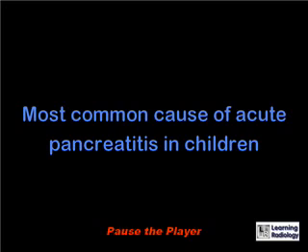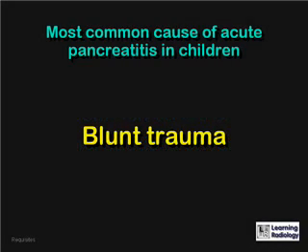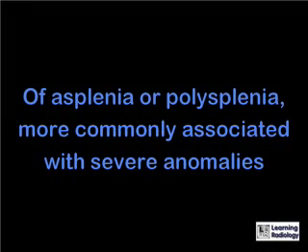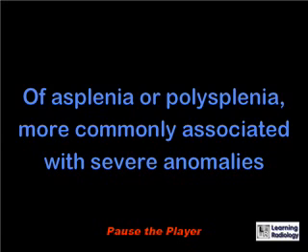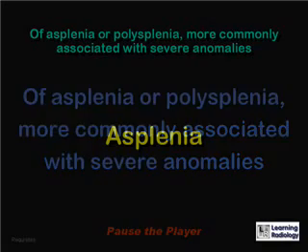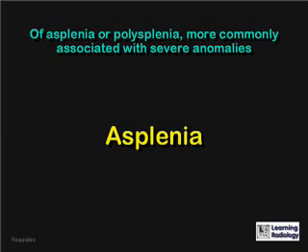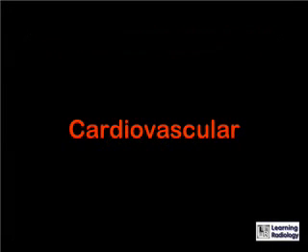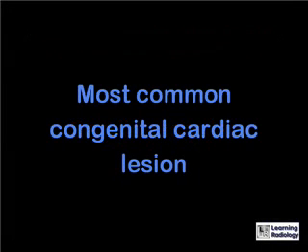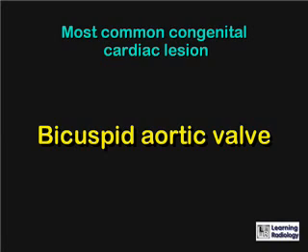What is the most common cause of acute pancreatitis in children? Blunt trauma. Of asplenia or polysplenia, which is more commonly associated with severe anomalies? Asplenia. Cardiovascular. What is the most common congenital cardiac lesion? A bicuspid aortic valve.